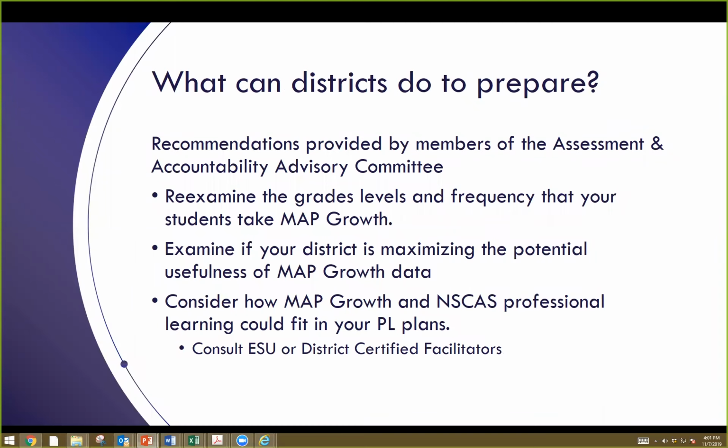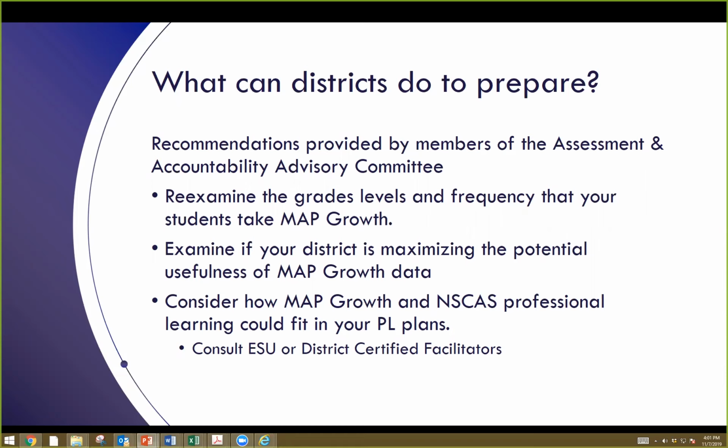So what can districts do to prepare? This information was provided by our Assessment and Accountability Advisory Committee. We asked them this question, and these are the answers they gave us. They provide recommendations. First, re-examine the grade levels and frequencies at which your students take MAP Growth. If you're only giving it at one grade level, you might think about whether that's what we should continue to do as we move towards this new adaptive through-year model.